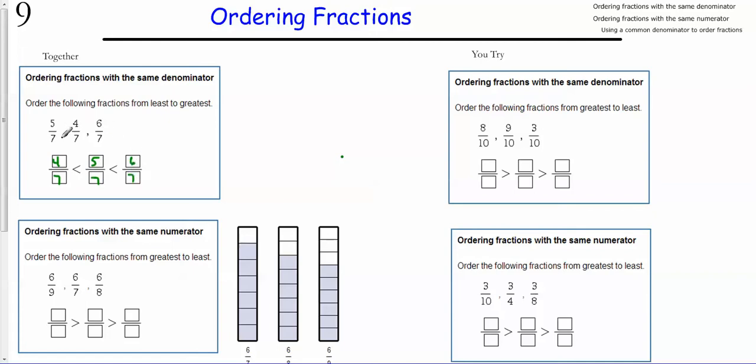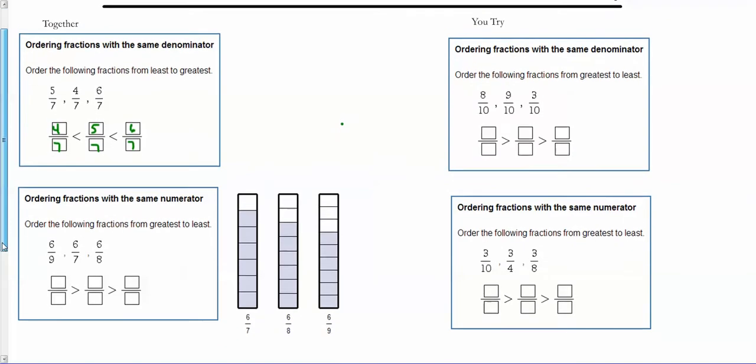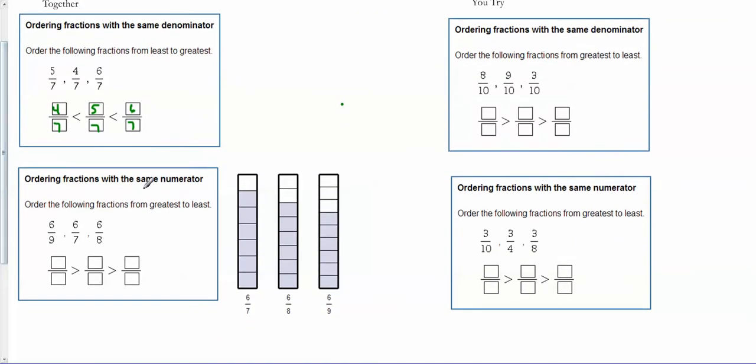So if the denominators are all the same, all I do is look at the numerator. Okay, the numerator tells me which one is the smallest or the biggest, depending on which order we're going. Then down here, if I'm ordering fractions and my numerators are all the same, so 6, 6, and 6, the closer the numerator is to the denominator, the larger the fraction.